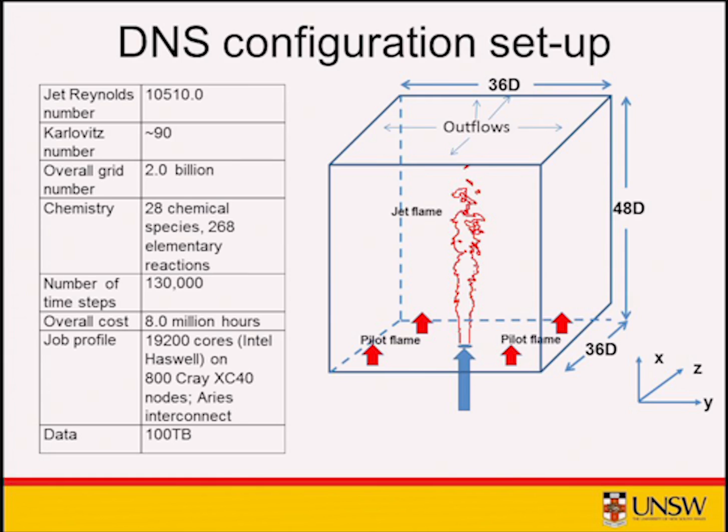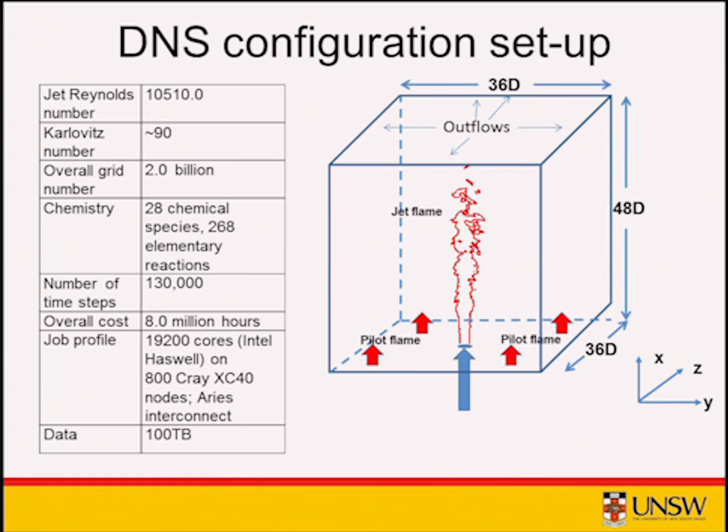We have about 30 species, including an NOx sub-mechanism. This cost us about 8 million hours to do this one run on this Cray XC40, just to give you an idea, about 20,000 cores. And we generated about 100 terabytes of data to look at.